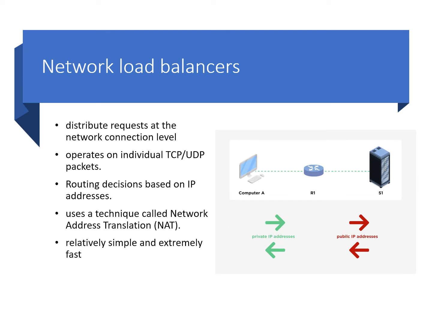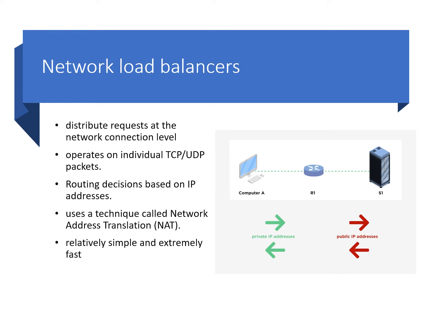Network load balancers distribute requests at the network connection level, operating on individual TCP or UDP packets. Routing decisions are made on the basis of client IP addresses. Once a target service is chosen, the load balancer uses a technique called network address translation, NAT. This changes the destination IP address in the client request packet from that of the load balancer to that of the chosen target. When a response is received from the target, the load balancer changes the source address recorded in the packet header from the target IP's address to its own.